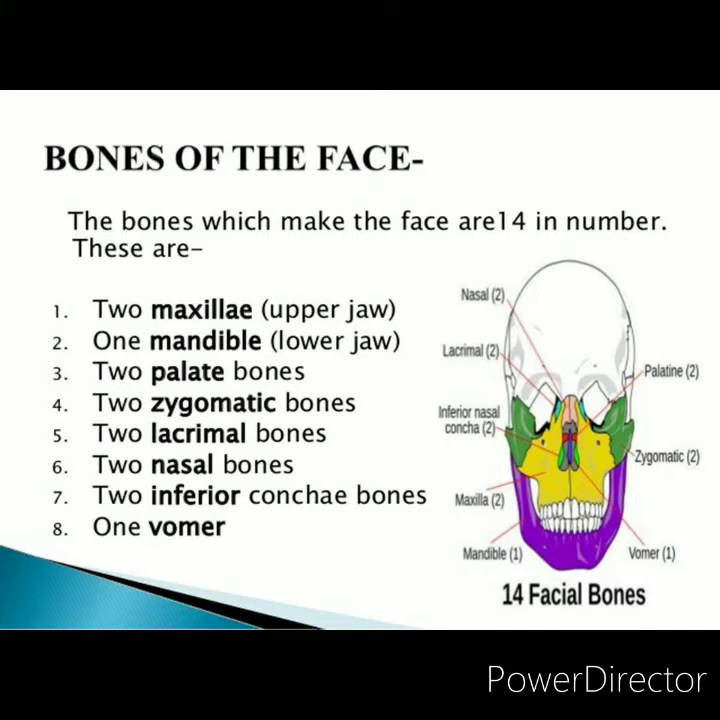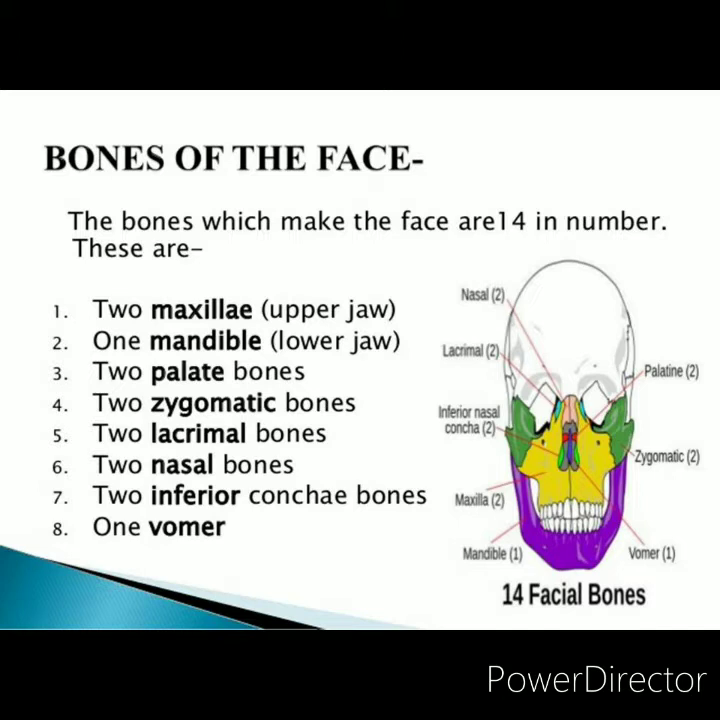Okay, the next is two zygomatic bones. You can see in the pictures the greenish color region, that is your zygomatic bone, and you can find it on each side, left and right side, just near to your upper jaw.